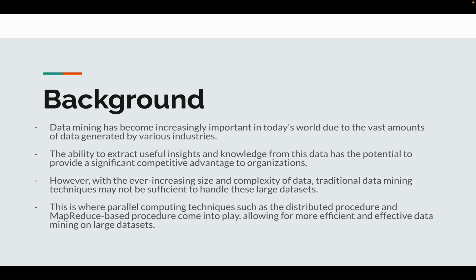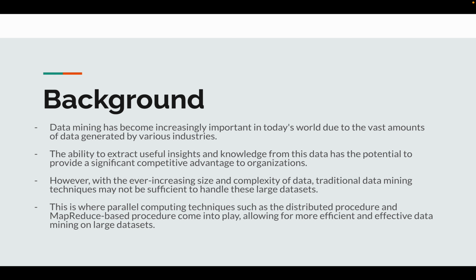So, parallel computing involves dividing the workload across multiple machines or processes, allowing us to process and analyze large datasets much more quickly and efficiently. This approach is particularly useful for big data mining, where the datasets are too large for a single machine to handle.